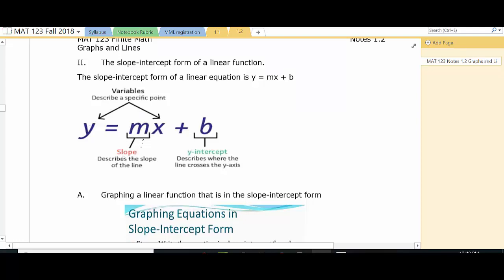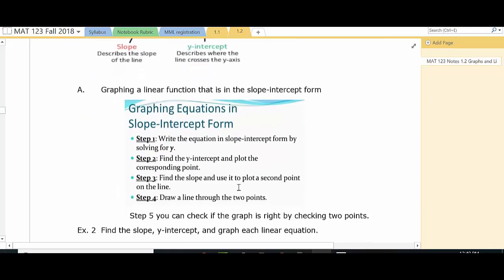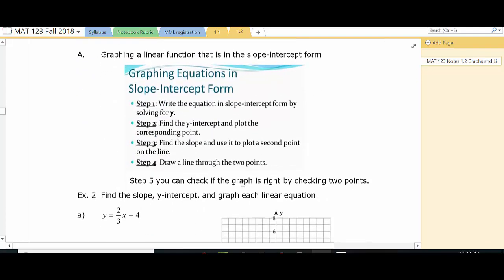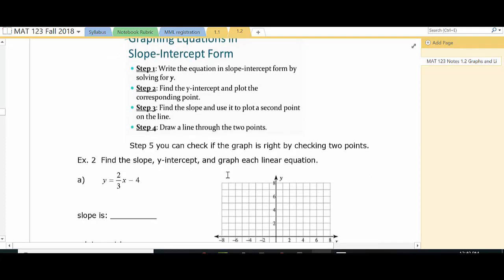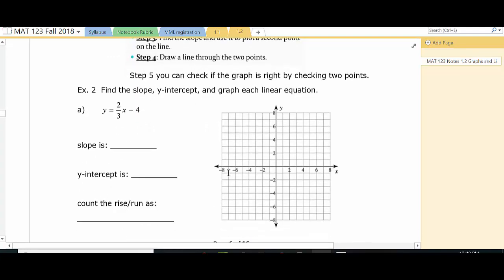Those are the variables. M is the slope. That's how steep the line is. And then b is the y-intercept. That just means where you have a dot right on the y-axis. That's the meaning of that. So what I'm going to show you next is how you graph an equation without a graphing calculator, how you just graph a line.